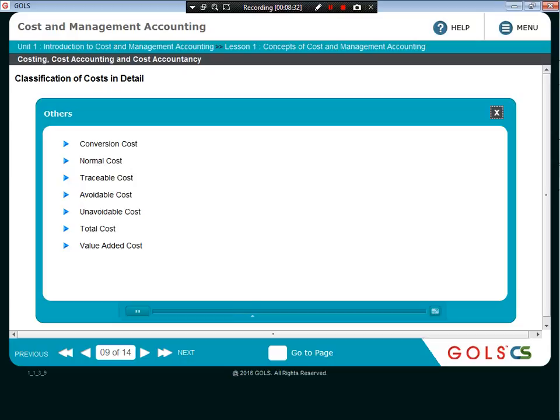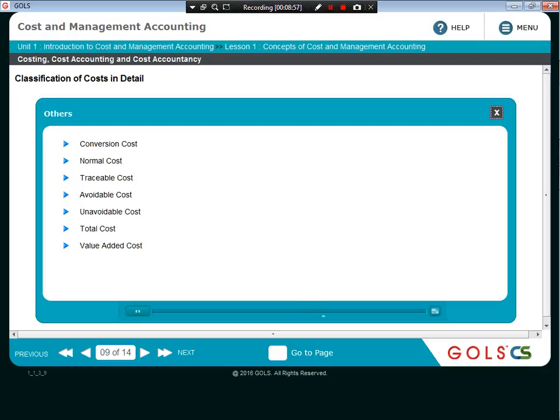Traceable cost we have already seen. Avoidable cost is the cost which can be avoided. That is, some unnecessary cost may be incurred, and even if you avoid the cost, it will not affect your day-to-day activity. That is called an avoidable cost. Unavoidable costs are the costs which have to be incurred. For example, a direct cost is an unavoidable cost: direct material, direct labor, direct expense.